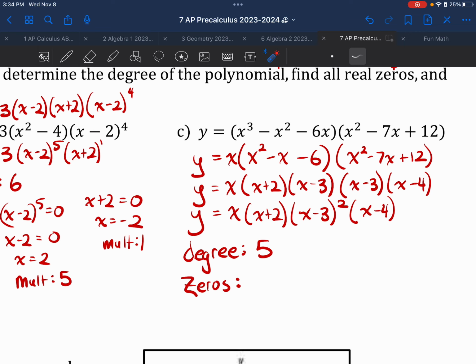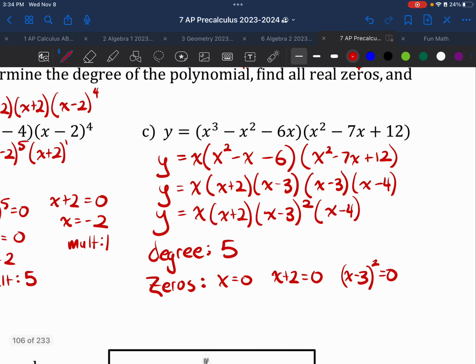You just set each of these equal to 0, right? So I'm going to say x is equal to 0 is the first one. X plus 2 is equal to 0 is the second one. X minus 3 squared is equal to 0 is the third one. And am I going to run out of room? Maybe. X minus 4 is set equal to 0 is the fourth one.